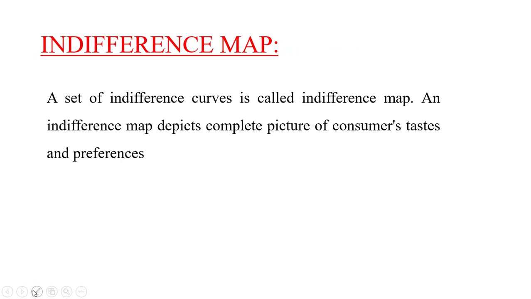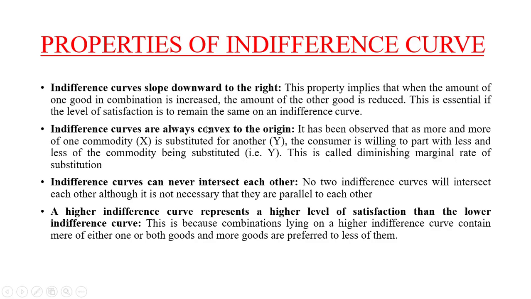Okay, now here the first property is that the indifference curve slopes downwards to the right. Why? Because when the amount of one good is increased, the amount of the other good is reduced in the combination. Next property is indifference curves are always convex to the origin.